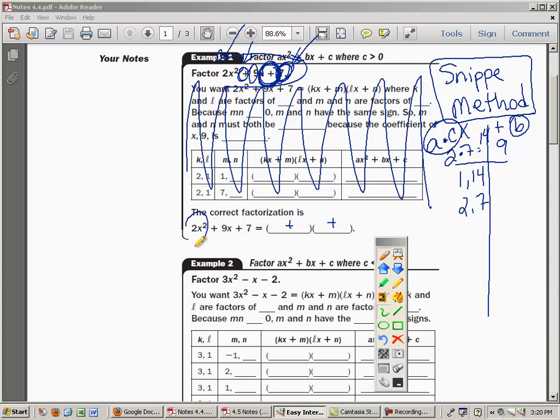All right, now, the only way I'm going to make 2x squared is if I have a 2x and a 1x here. Because when I do the first, 2x times 1x is going to give me my 2x squared.